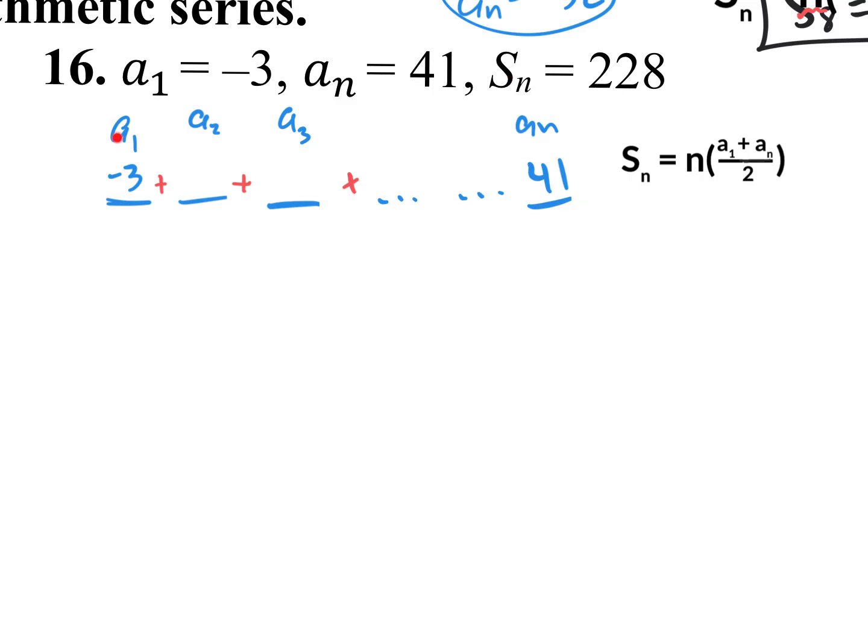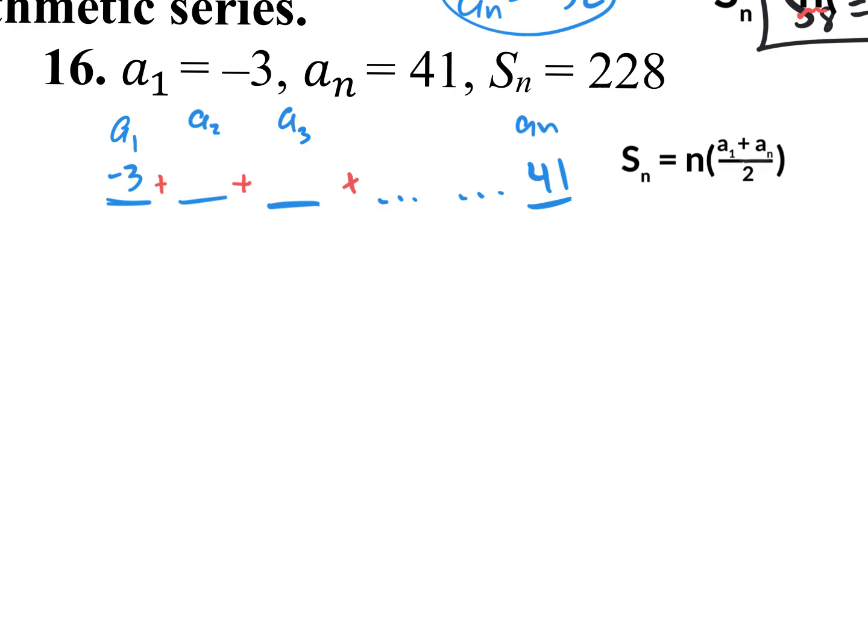So what do they give us? They give us the a sub 1, which is right there. They give us the a sub n, which is right there. They don't give us n, but they do give us the actual summation s sub n right here. So we could plug in everything to find out n. Let's do that, because that's the only thing we can do right now.